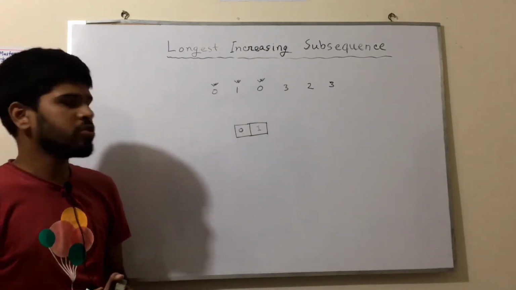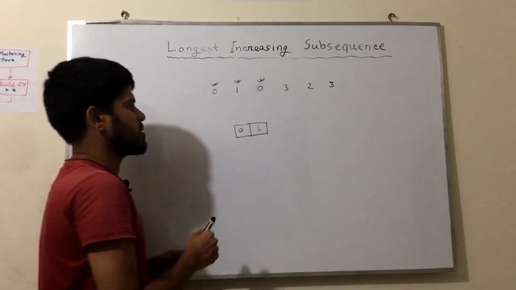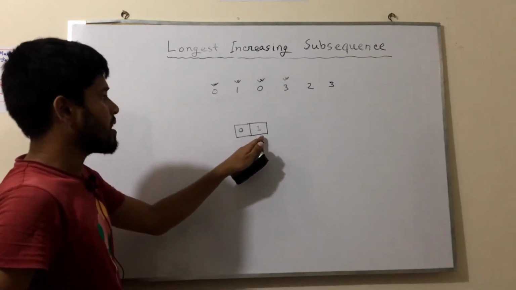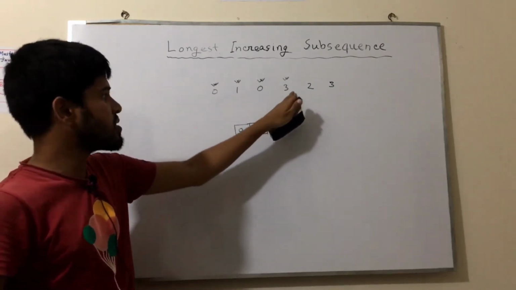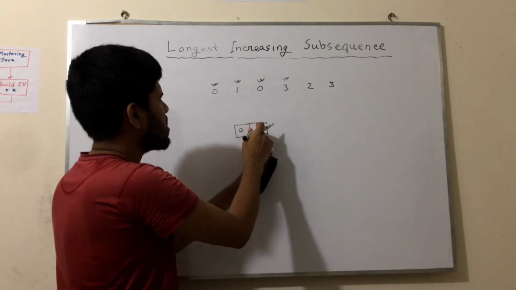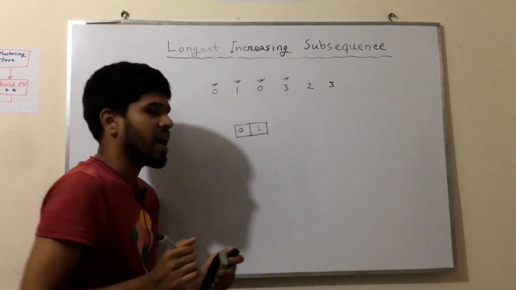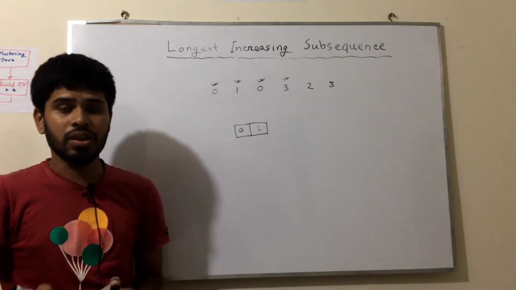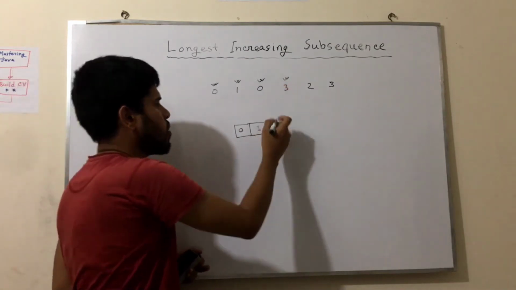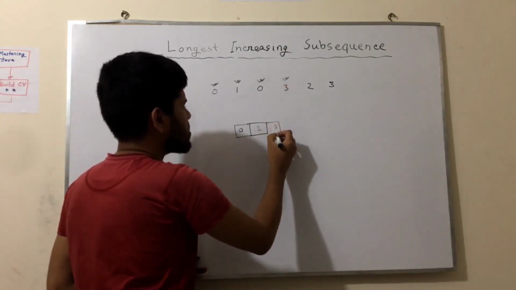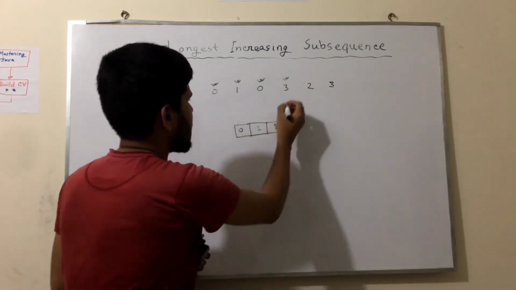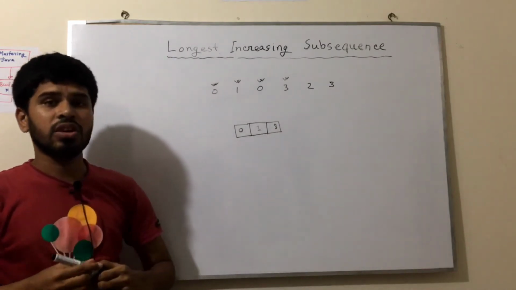Now let's move to the next element. We see 3 is greater than the last element, which is 1. Here 1 tells us we have at least one element on the left of 1 which is less than 1, maintaining the relative order. We don't know the element, but we have at least one. Now we can insert 3 here, since 3 is greater than 1. Once we find the current element is greater than the last element, we insert that element.